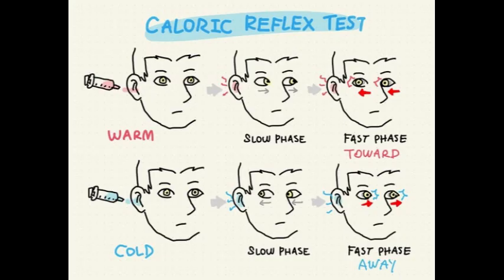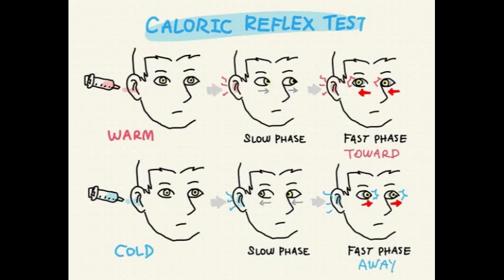So basically what happens is that you have cold water being instilled in the right ear, and when you have that cold water, this kind of turns off the semicircular canal on the right ear.